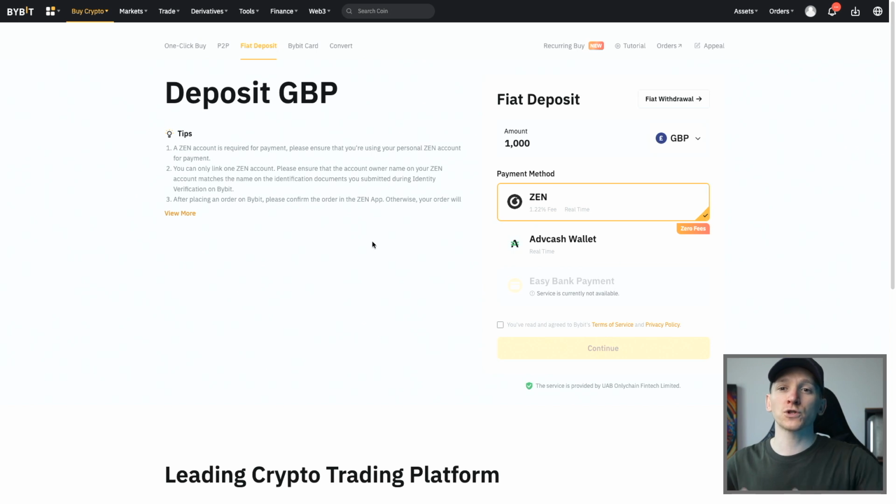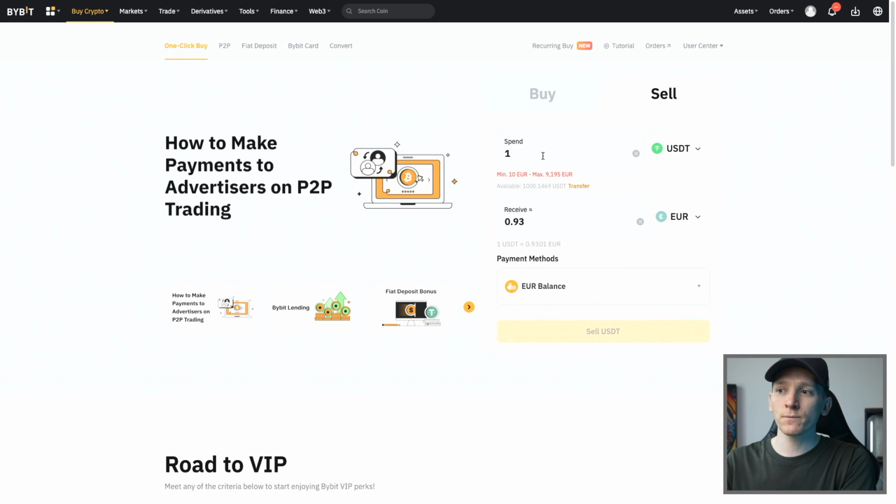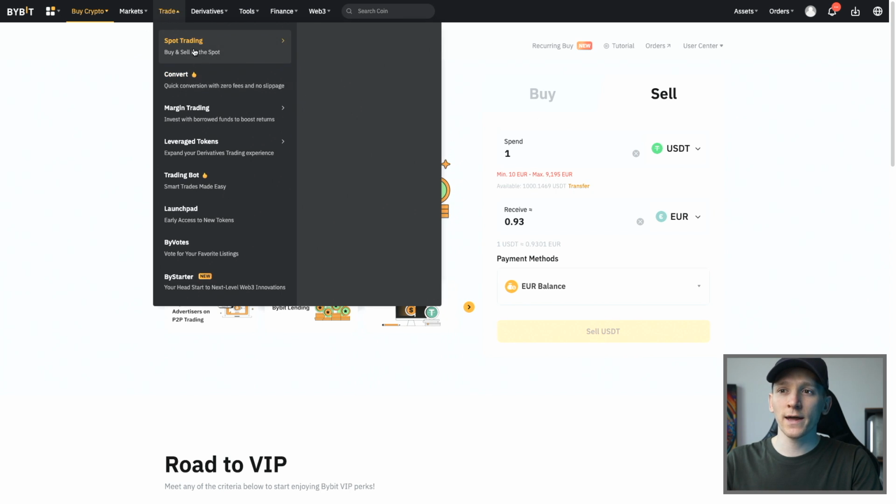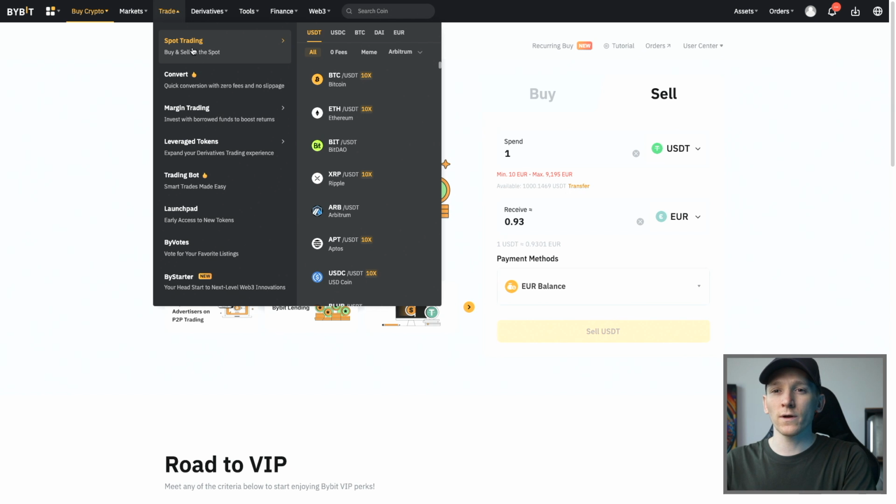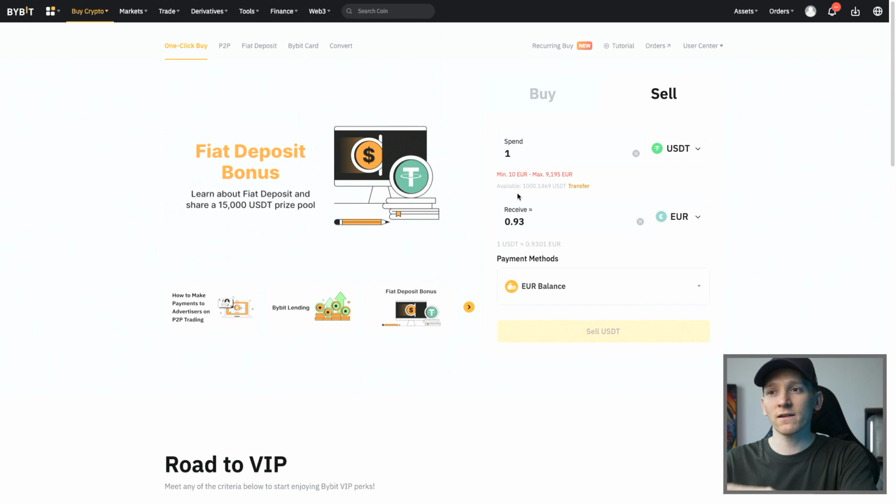Before making any fiat currency deposits though, do check whether your fiat currency is supported for trading into a different cryptocurrency. Euro is, like I said, but if you go to one-click buy here, this is the option where you can buy and sell fiat currency into cryptocurrency on Bybit. The trade screen right here only supports euro. And so if you have pounds, dollars, or something else, then you're going to have to use this feature right here, which may be more expensive in terms of trading fees.